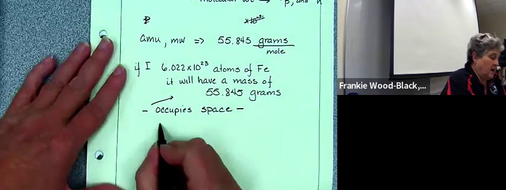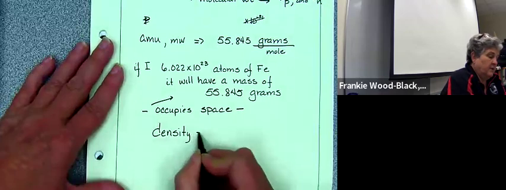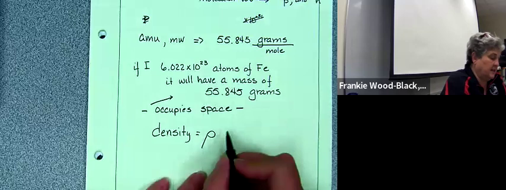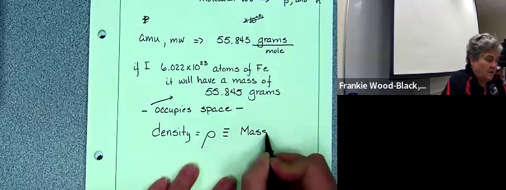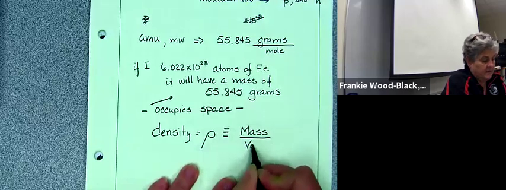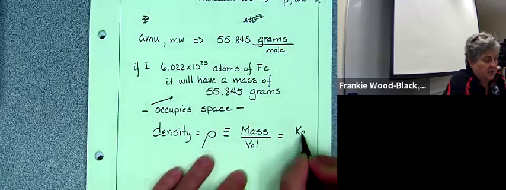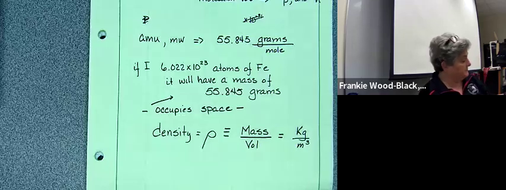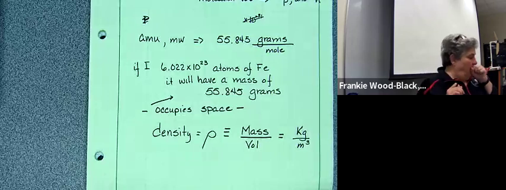And then we start talking about density. Density, we use a rho to signify density, and we define density as mass per unit volume. And density in our world is going to be kilograms per meter cubed.